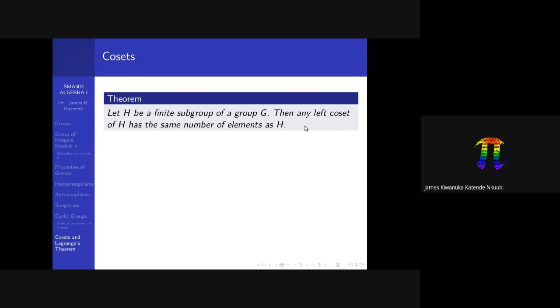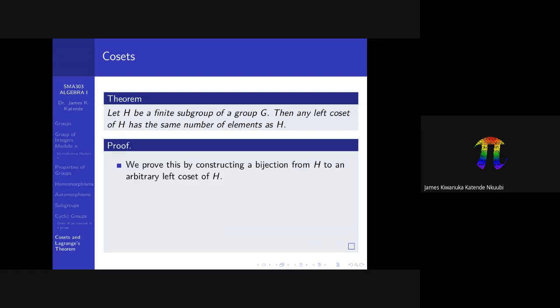Now, the proof for this is as follows. If you have any two finite sets and you want to prove that they're equal in size, one way of doing it is to find a bijection between the two, a map that is one-to-one and onto between the two sets. So that's what we shall do.